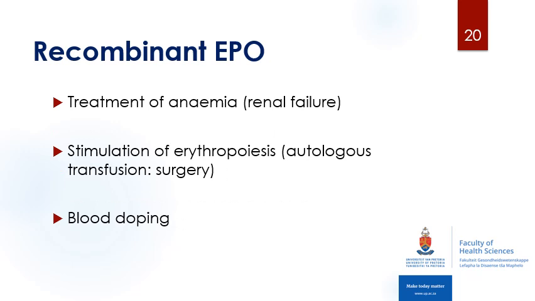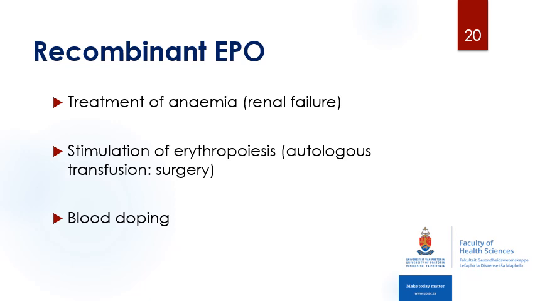So we have been able to develop recombinant EPO, and recombinant just means that it's been created in a lab. And this recombinant EPO has been used for many different reasons. It's been used for the treatment of anemia in the case of renal failure. So if you have renal failure, this is when your kidneys fail, and therefore you're not able to produce enough EPO. And because you're not producing enough EPO, then you're not producing enough red blood cells. So you have this decrease in red blood cells, which will lead to anemia, and this can be treated by giving these patients recombinant EPO to increase their red blood cell production.